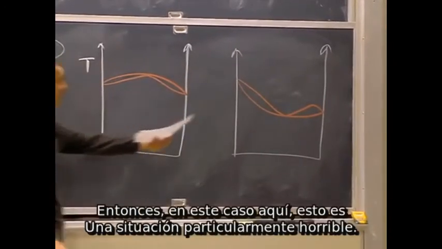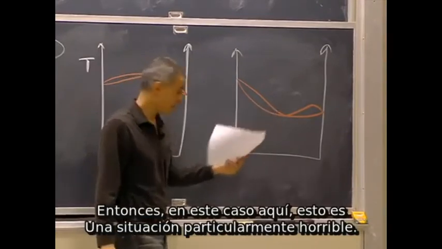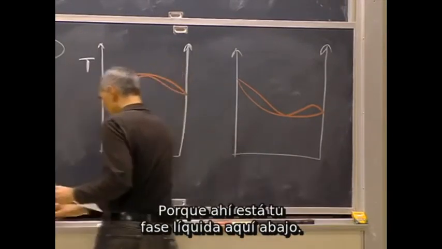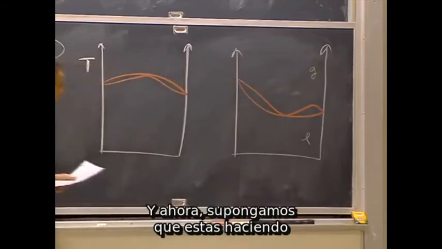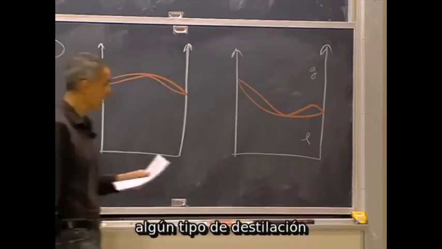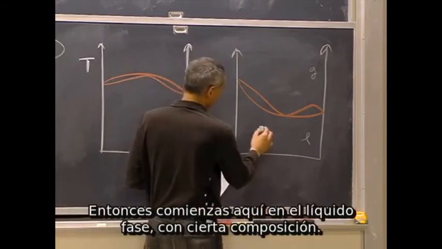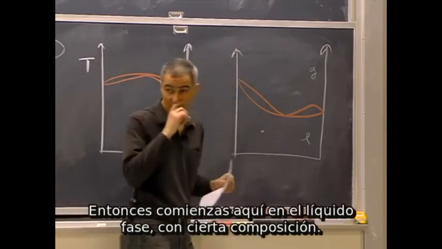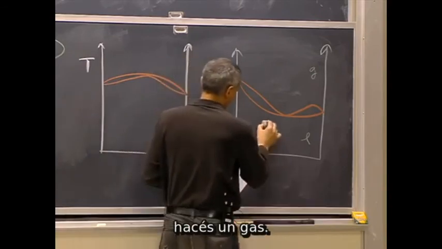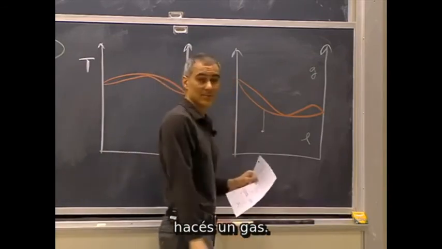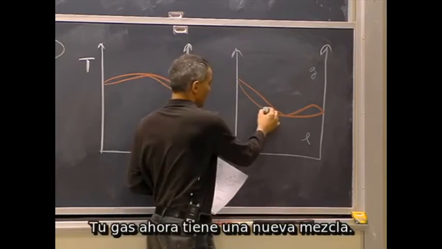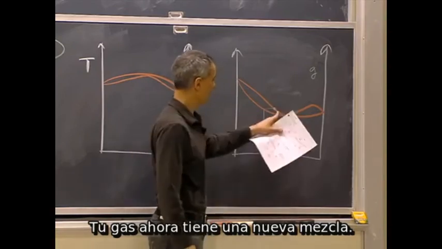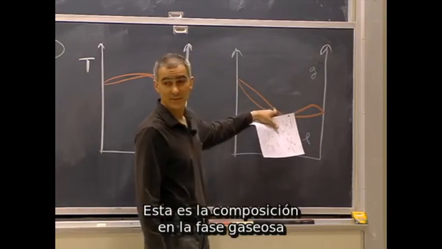So in this case here, this is a particularly awful situation because there's your liquid phase down here. There's the gas phase here. And now suppose that you're doing some sort of distillation. So you start here in the liquid phase with some composition. You make a gas. Let's say you're doing a fractional distillation of some sort. Your gas now has a new mixture. So this is the composition in the gas phase.